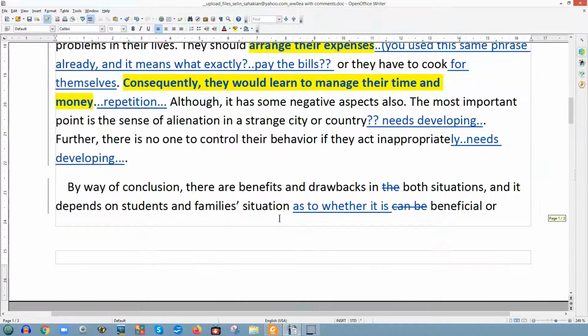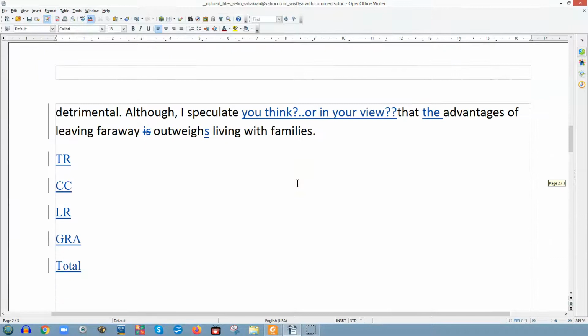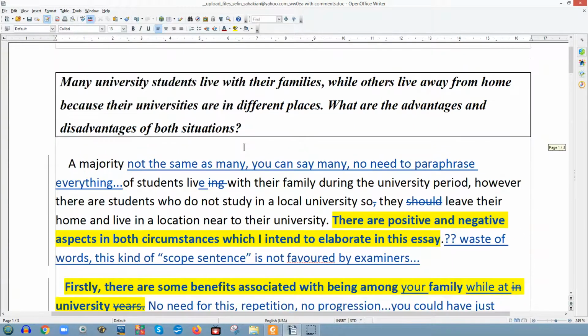So, by way of conclusion, there are benefits and drawbacks in both situations, and it depends on students and families as to whether it is beneficial or detrimental. I speculate. So what does that mean? You do think it's in your view that the advantages of living far away outweighs living with families. Well, it doesn't ask if they outweigh. It simply says, tell me what they are.